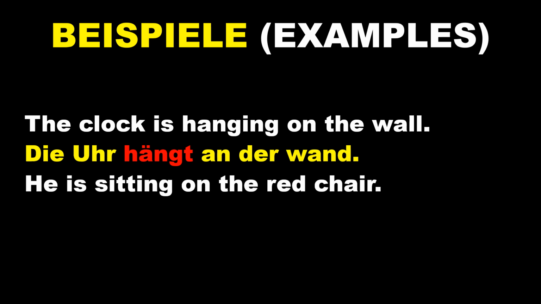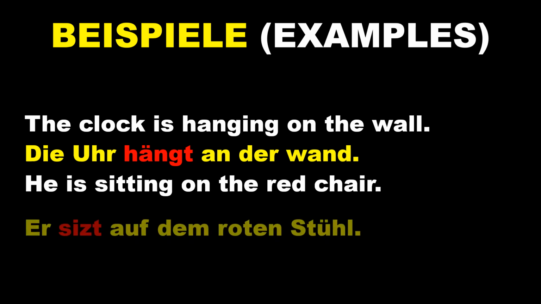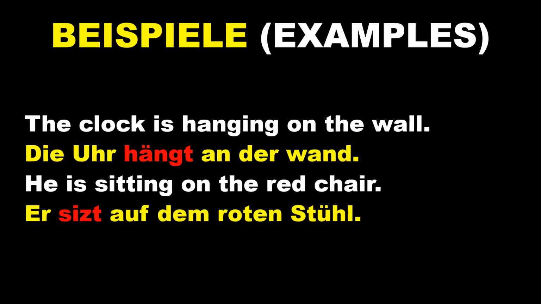Let's take one more example. He is sitting on the red chair. Er sitzt auf dem roten Stuhl. Again, in these two examples also we are giving the position of the Uhr, that is the clock, and in the second one we are giving the position of him. That is how we will use these two verbs.